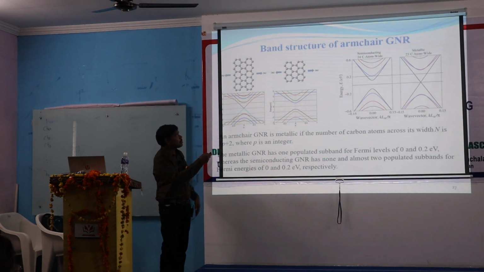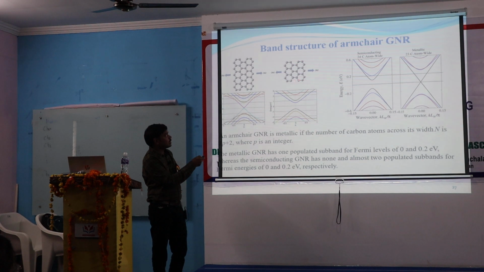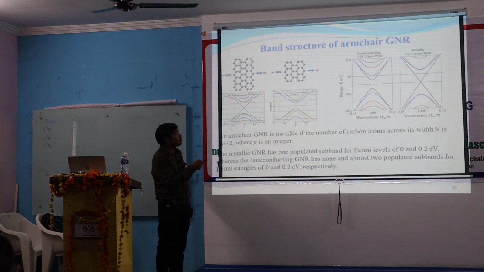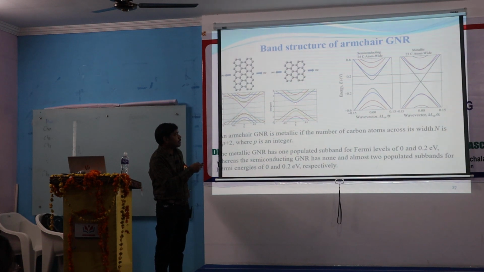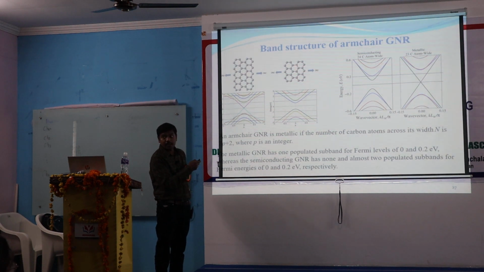At the same time, if you cut the GNR sheet like this, where the number of atoms is 1, 2, 3, 4, 5, 6, 7. So this is 11 and this is 7 only. This will show the E-k diagram like this. So now there is a clear gap between valence band and conduction band. So it is acting as a semiconductor, right?